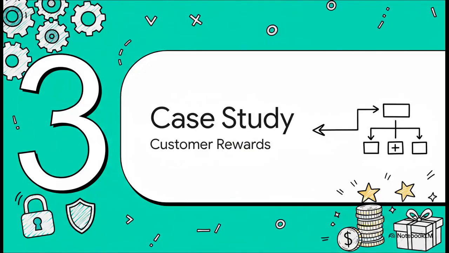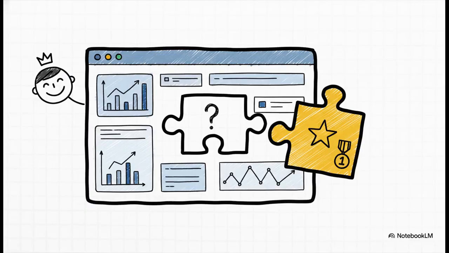Okay, theory is great and all, but let's make this real. We're going to walk through a real-world case study from Microsoft Business Central. We're looking at an extension that adds a customer rewards program. The business goal here is super straightforward. The company wants to track customer loyalty and reward their best customers. But the base software just doesn't have that feature built in. So they need to add it.